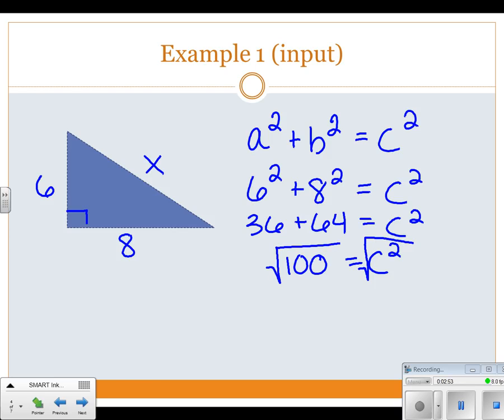Now what happens underneath the square root on the right side? I want to know what's being squared here. Well, c is being squared. So what happens is that radical cancels out the power of 2. So now c is alone. The square root of 100 is 10. So x is 10, or the c, the hypotenuse, is 10.